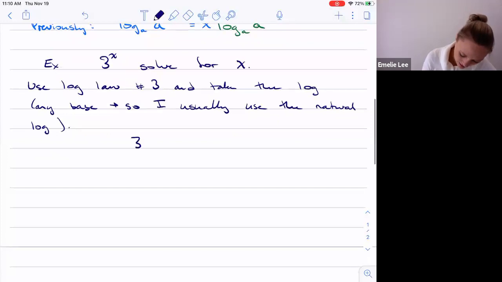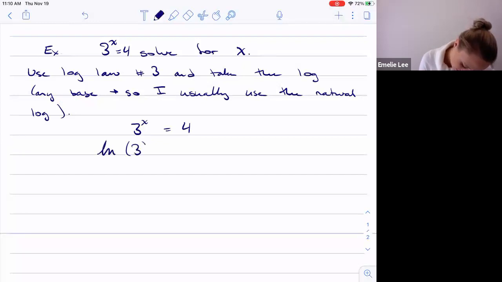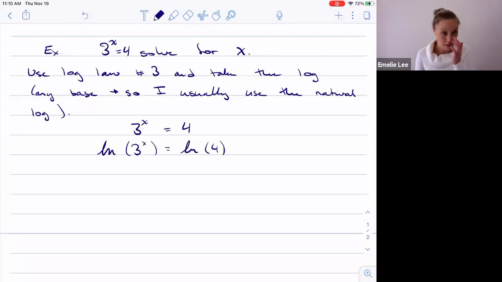Okay. So if I have 3 to the x is equal to, let's say, 4, that'll be easier. How else would I solve for x? Since I can use the log of any base, I'm going to take the natural log of both sides. So I have the ln of 3 to the x is the ln of 4.